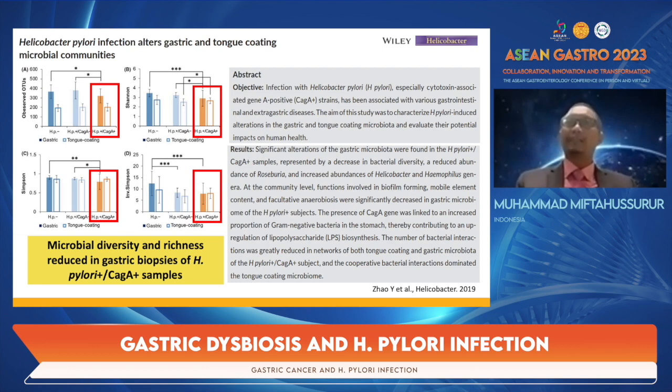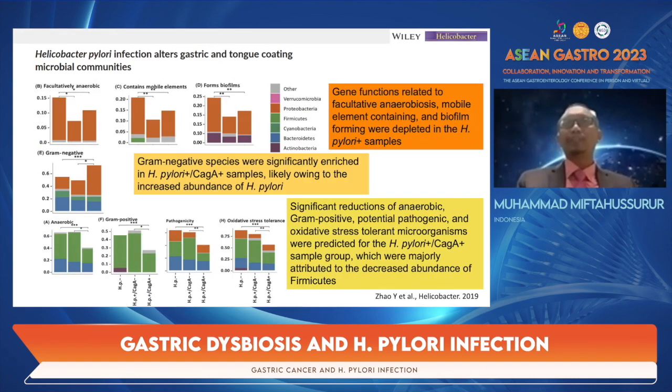Other research about H. pylori and gastric microbial alterations showed that gastric biopsy of H. pylori positive, CagA positive have reduction of bacterial diversity, abundance of Roseburia, and also increased abundance of Helicobacter pylori and Haemophilus genera, and overall microbial diversity and richness of biopsies of H. pylori positive and CagA positive was reduced. In the H. pylori samples, we can see the gene functions related to facultative anaerobiosis, mobile element containing, and also biofilm forming were depleted, whereas gram-negative species were significantly enriched in H. pylori positive, CagA positive samples.